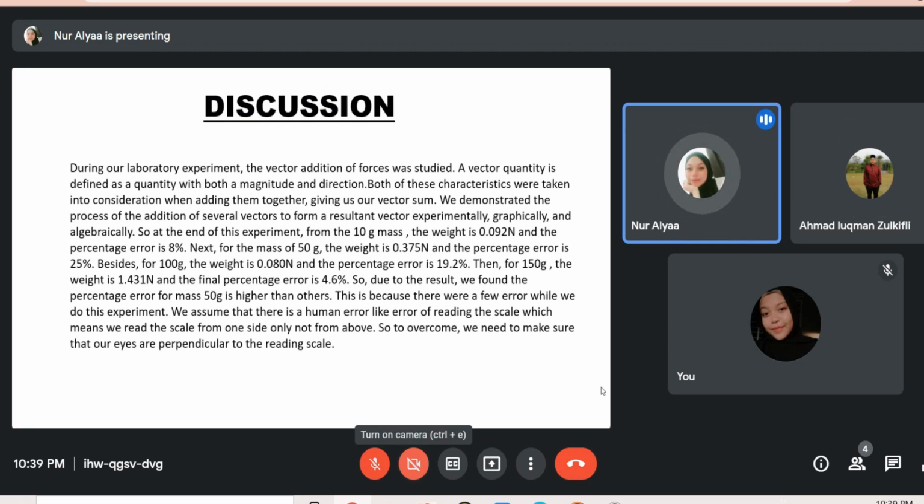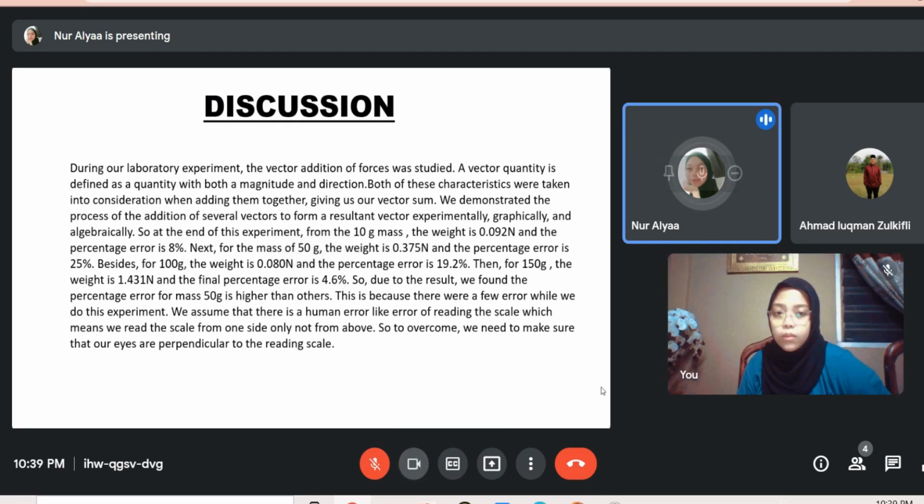Thank you, Luqman, for the explanation. So we are at the end of the presentation. So I'm going to continue with the discussion. During our laboratory experiment, the vector addition of forces was studied. A vector quantity is defined as a quantity with both magnitude and direction. Both of these characteristics were taken into consideration when adding them together, giving us our vector sum. We demonstrated the process of the addition of several vectors to form a resultant vector experimentally, graphically, and algebraically.